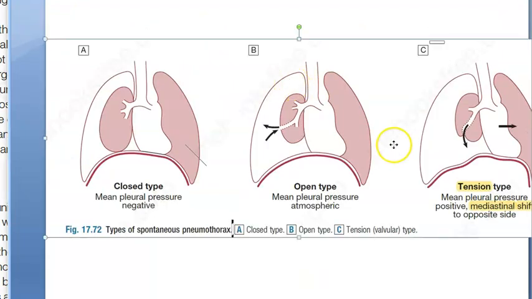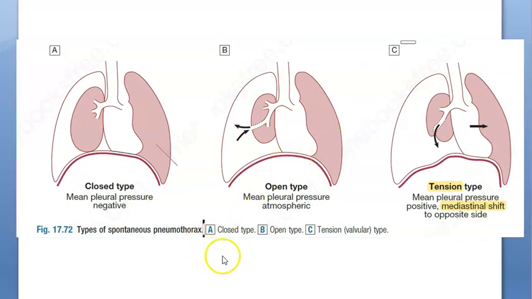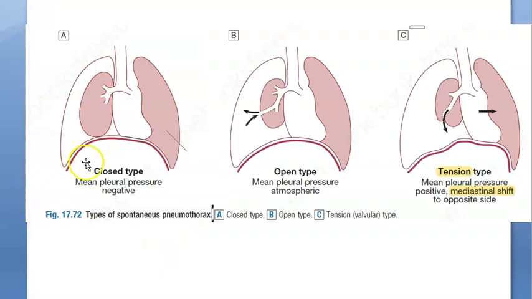Now there is yet another classification. Look at this. This is the types within spontaneous pneumothorax. This can be primary or secondary, you understood, right? But here there's no trauma. So that's what you should understand. Spontaneous pneumothorax types. There is this closed type.